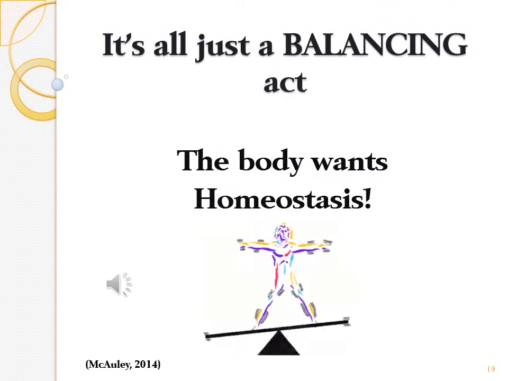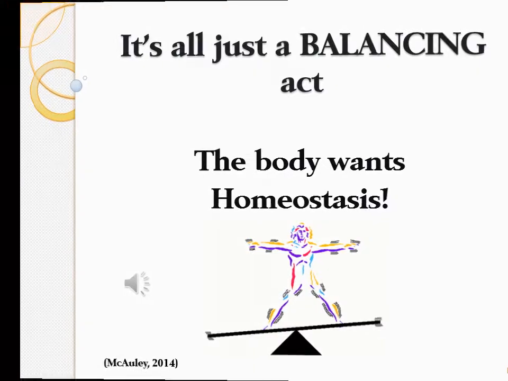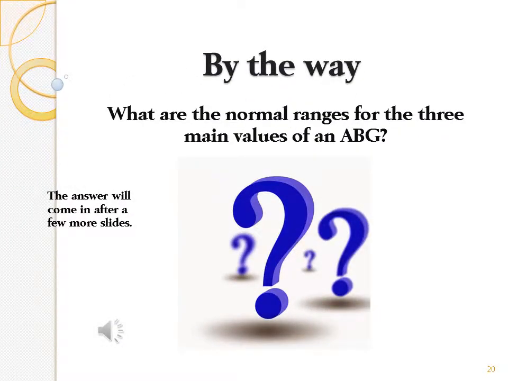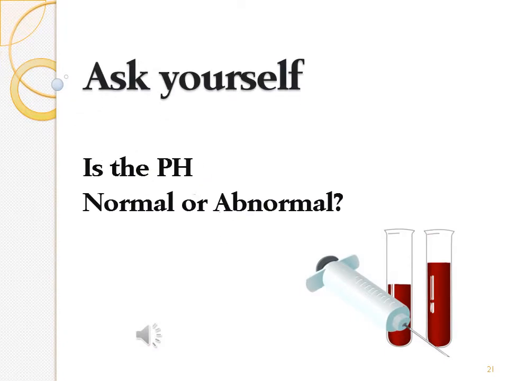The body is always trying to maintain homeostasis, and that's what this acid-base balance system is all about. By the way, what are the normal ranges for the 3 main values of an ABG? So again, you're going to ask yourself, is the pH normal or is the pH abnormal?